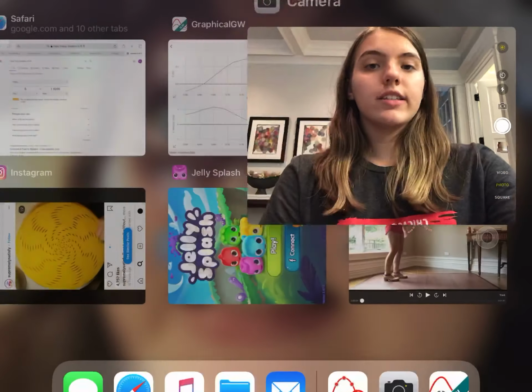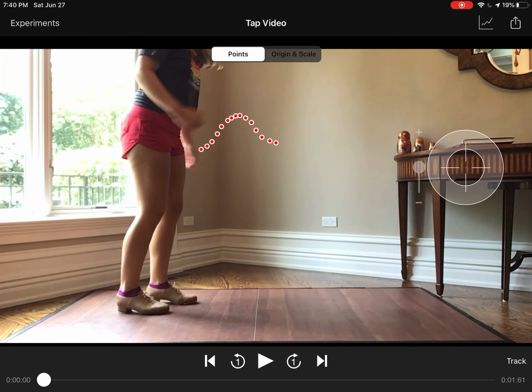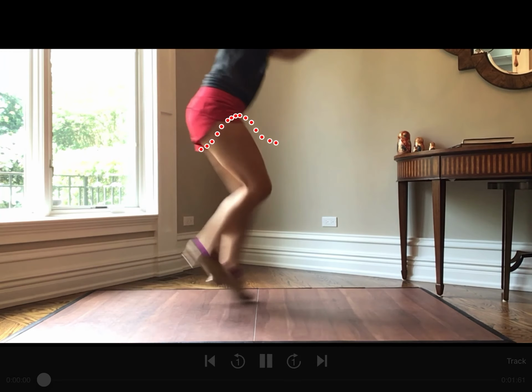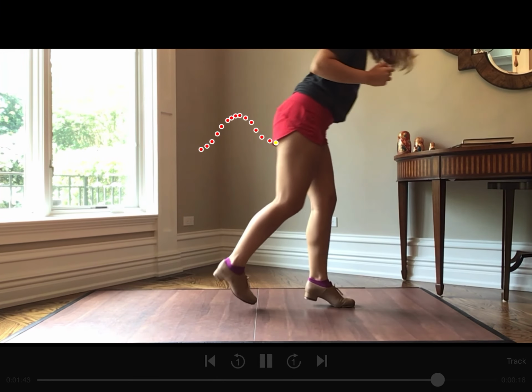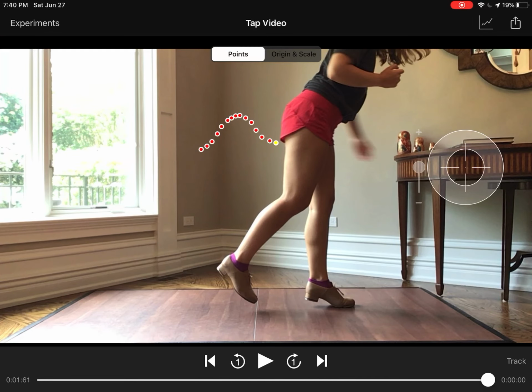So that was the video with sound, so now let's go over to video physics to watch the video with the dot diagram. So that was the video with the dot diagram. And since I was tracking myself as the object, I wanted to track the center of mass, which I used the front of my hips for to make sure I was getting the data points as accurate as possible.